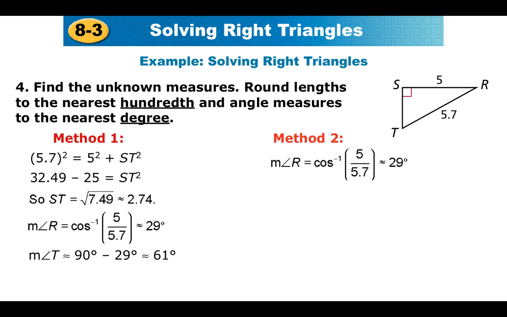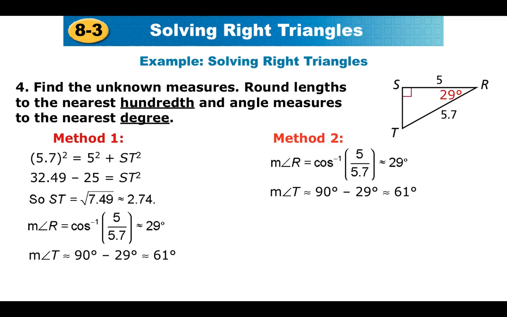I can write that on my drawing on the acute angle R, 29 degrees there. And then I can very easily find angle T in the same manner that we found angle T in method 1. T and R are complementary, you get 61. Now the only part that I'm missing on this right triangle is ST.